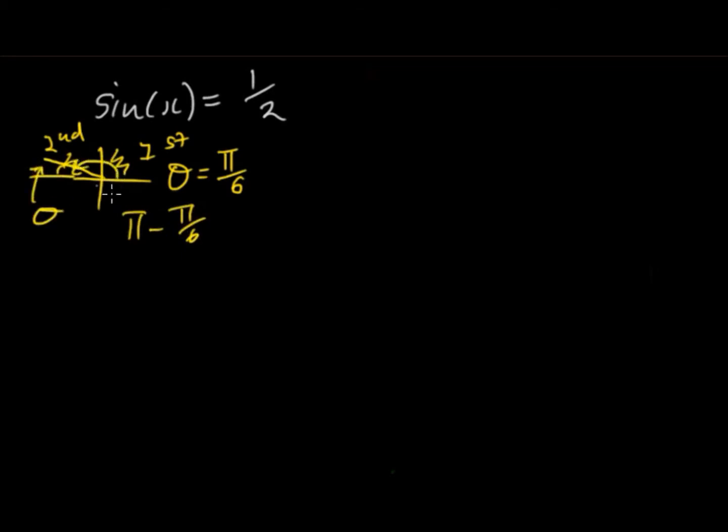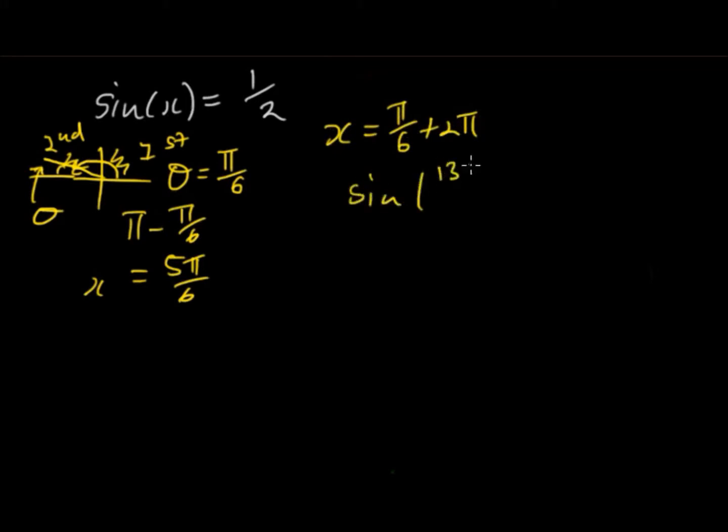So to get this value here, it's going to be pi minus pi on 6, and this will give us 5 pi on 6. So we know that for the first circle, x is equal to pi on 6, and then x is equal to 5 pi on 6. However, x is equal to pi on 6 plus 2 pi also satisfies this equation. So sine 13 pi on 6 also equals a half.